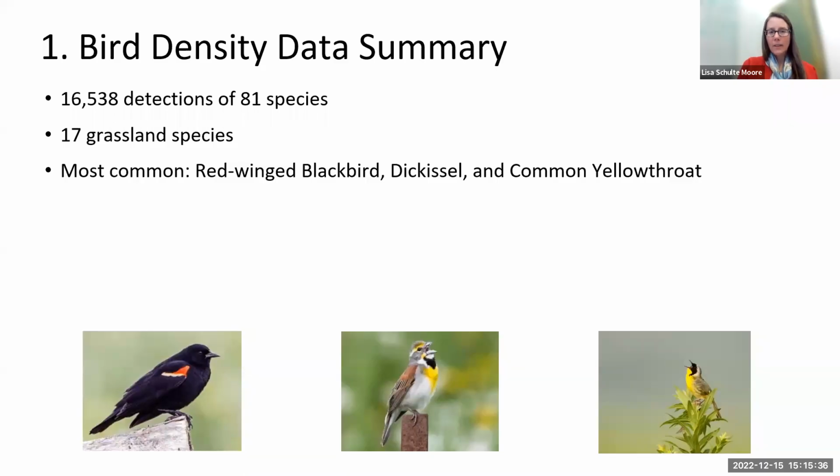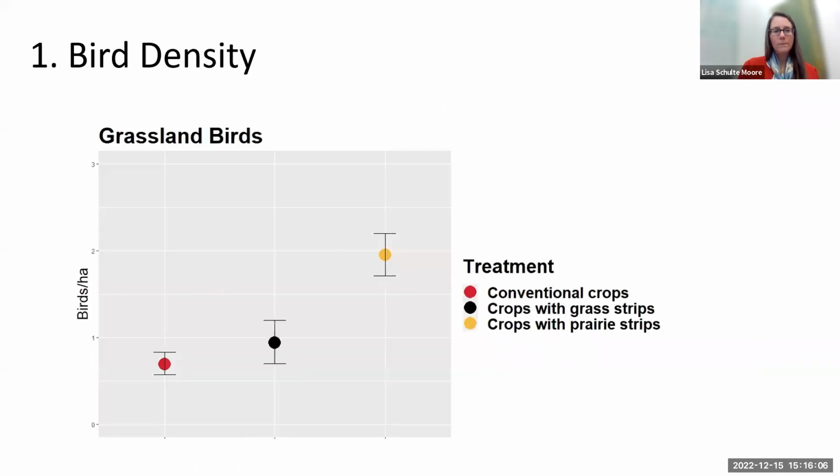In terms of the amount of data, we have data on over 16,000 detections of birds using our field sites. And we found 81 different bird species using the agricultural landscapes across these 6 years. Of these birds, 17 are considered grassland birds, with the most commonly occurring birds being red-winged blackbirds, dickcissels, which are a species of greatest conservation need in the state of Iowa, and common yellowthroat.